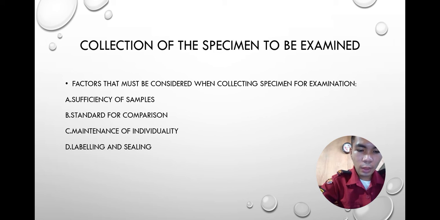Small fragments should be enclosed in proper specimen boxes or containers, and the boxes should be sealed. The label should include information concerning the nature of the source of the sample, date, time of collection, case number, if any, and name of the person collecting the samples. So, labeling and sealing.